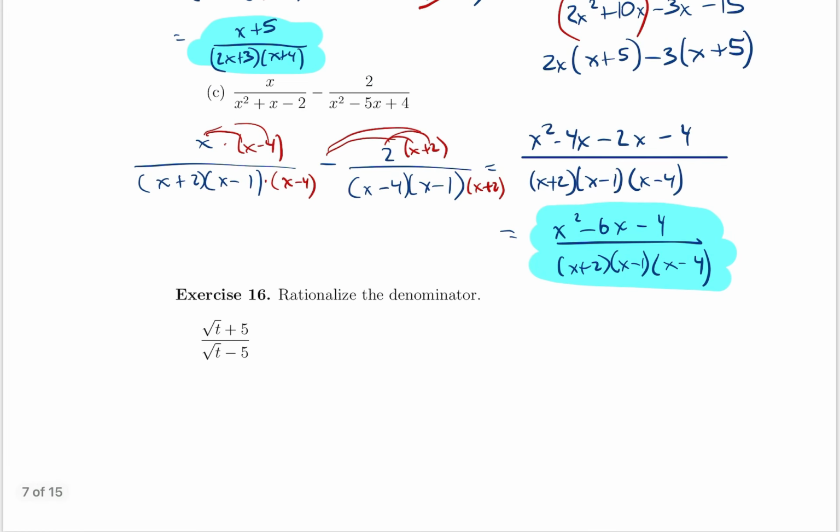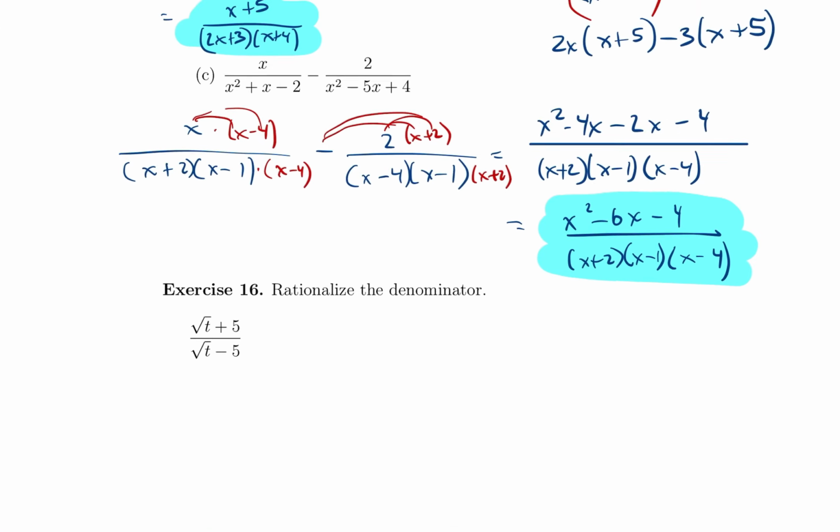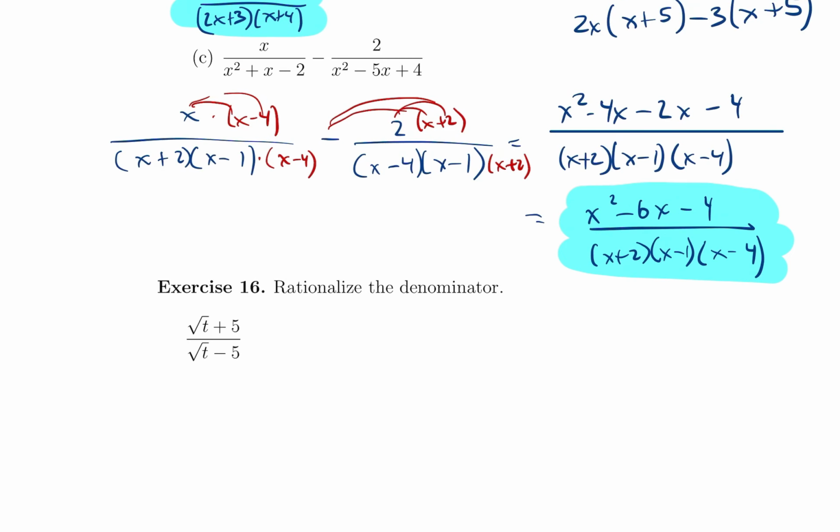The final problem in this section wants us to rationalize the denominator because, as we mentioned, you're not allowed to have a radical in the denominator. So we need to rationalize that. And the way we do that when there's more than one term is you multiply by what's called the conjugate. And the conjugate is when you multiply by the same expression, except you change the sign in the middle to be the opposite. So instead of minus 5, you want to multiply by plus 5.